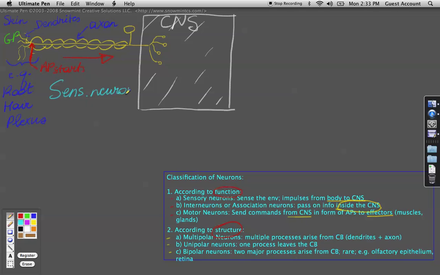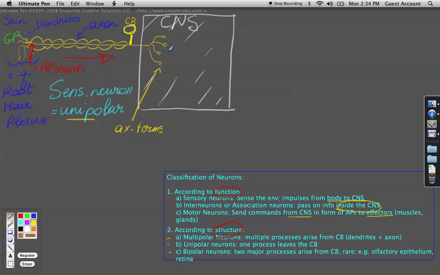So this is your typical sensory neuron, which happens to also be unipolar. Notice that its axonal terminals, however, are inside of the CNS. Its cell body is located right here, CB for cell body, and as you know, these are the axonal terminals. If you focus for a moment on just the cell body, notice that there's really only one major process arising from the cell body, and that's why we call this a unipolar neuron.